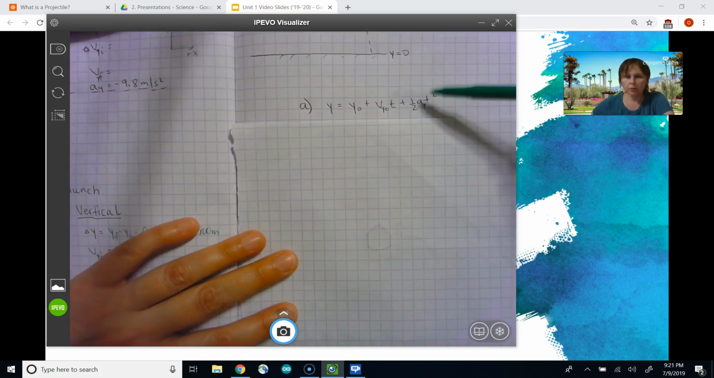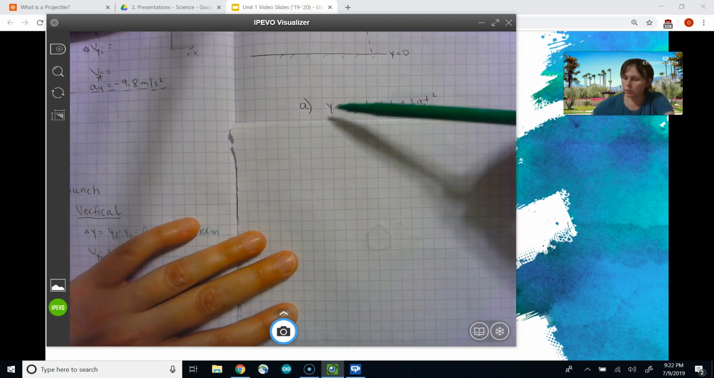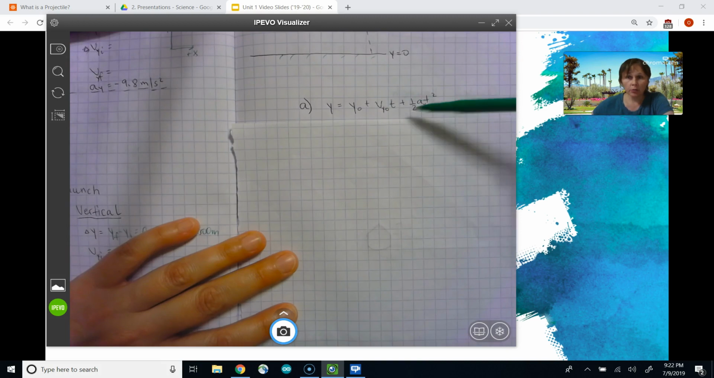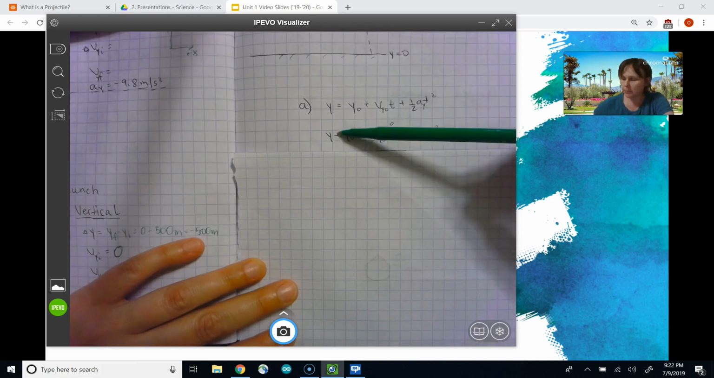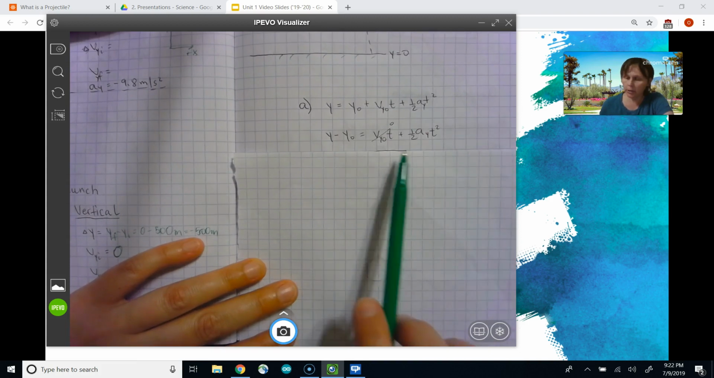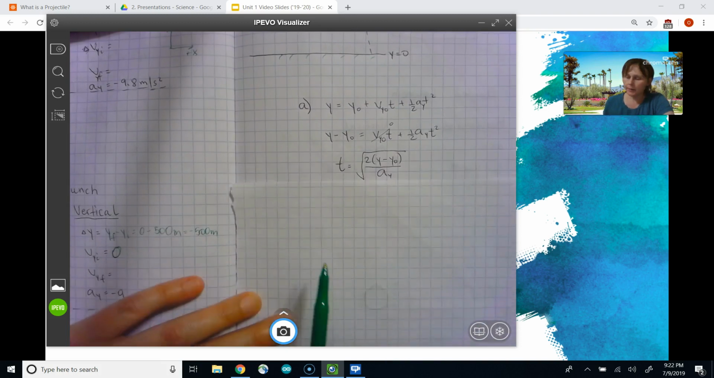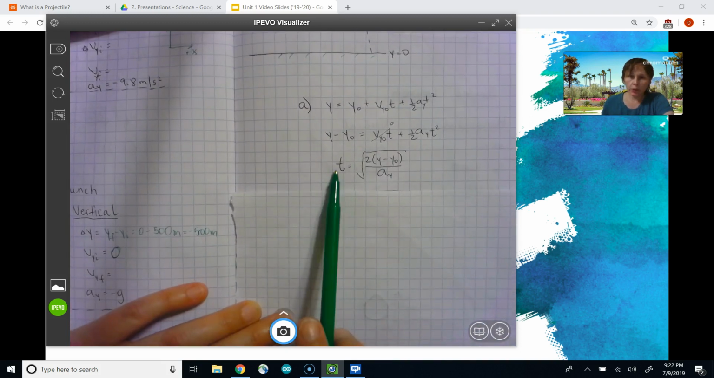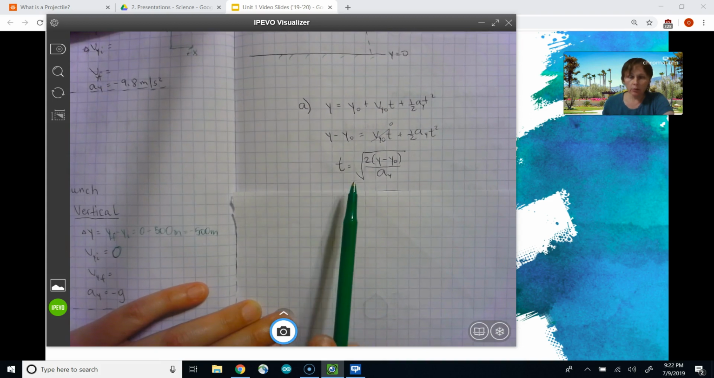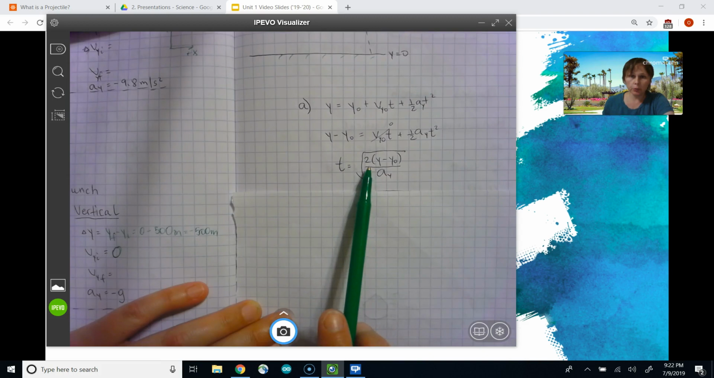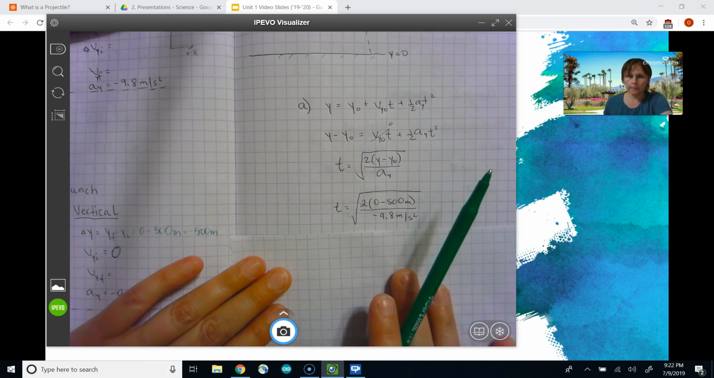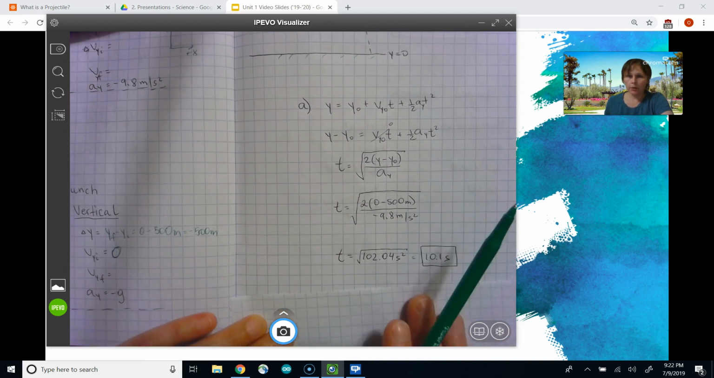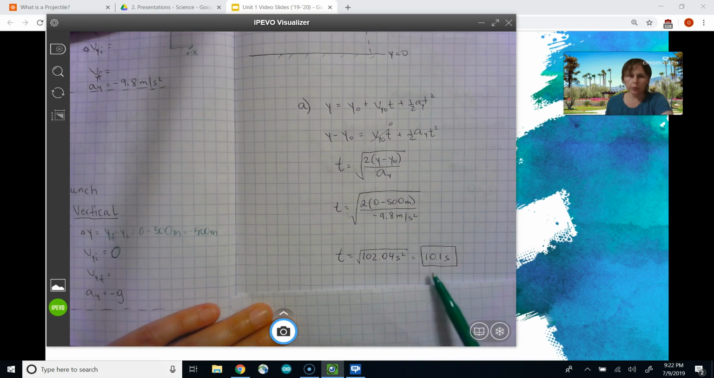To find the time of the drop, we're only going to consider the vertical motion. For vertical motion, this is the equation of the position. The change of position, displacement y minus y naught, is going to be equal to this part here, and from here we can find that the time the box will be falling is equal to this formula. After plugging in the numbers, we're going to find that the time is equal to 10.1 seconds.